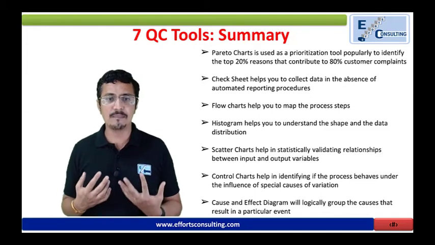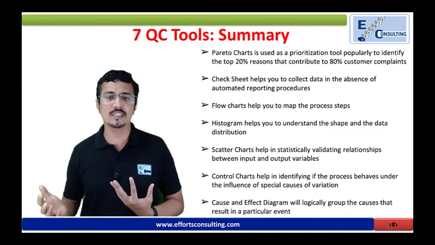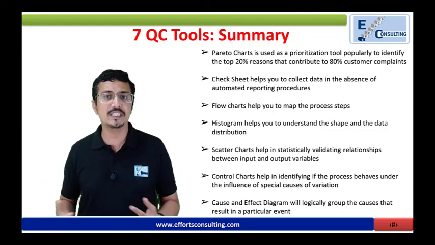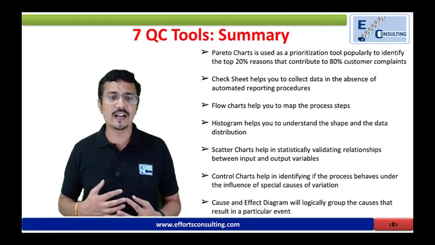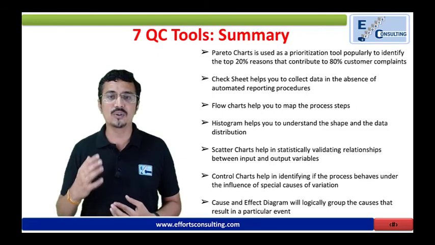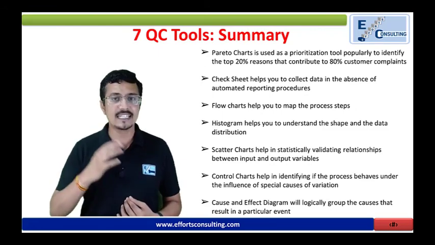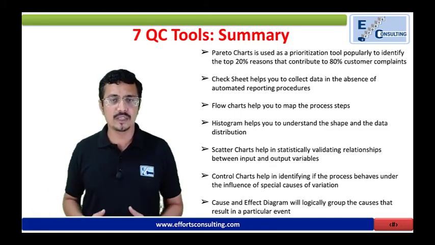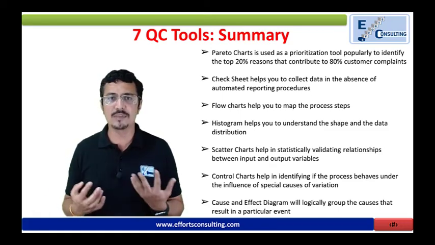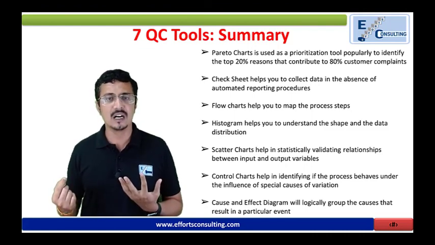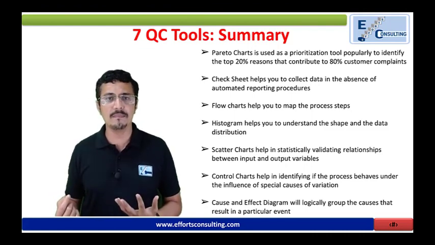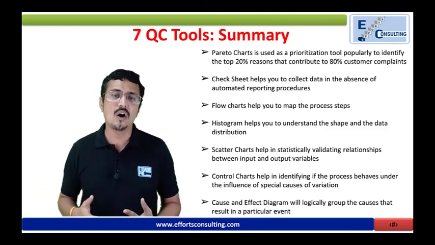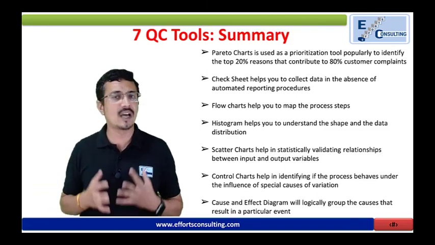Control chart will help you identify how your process is performing, whether it is under the influence of any special causes. And cause and effect diagram will logically group the causes that result in a particular event. So, all put together, you can utilize any of these tools to reach the cause of the problem. And then in the next phase, next module, we'll learn how we can improve upon this and how we can work on this.